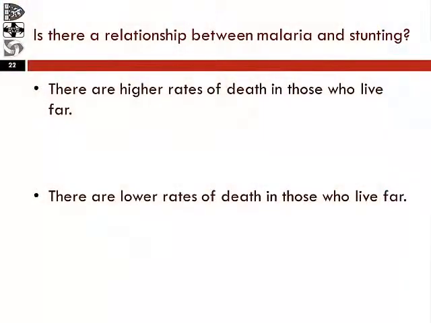Okay? So just like all of the other ratios we have looked at, if the rate of death is higher in those who live far, then your rate ratio will be bigger than 1. If your rate of death is lower in those who live far, then your rate ratio is less than 1.